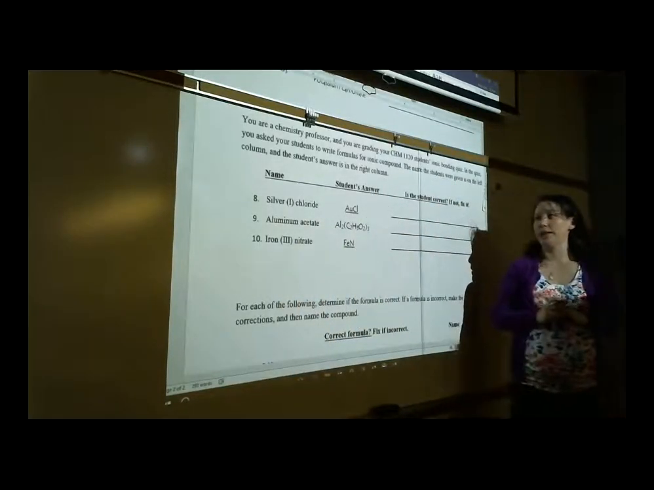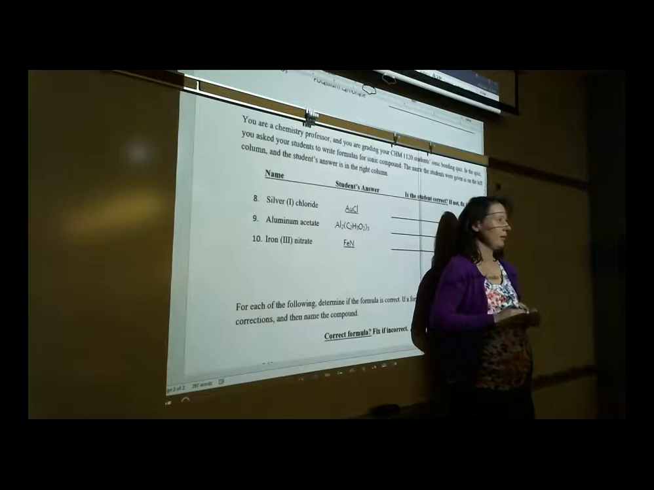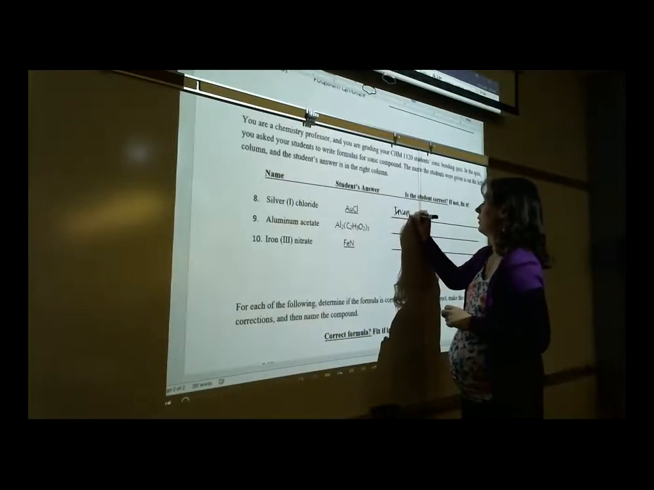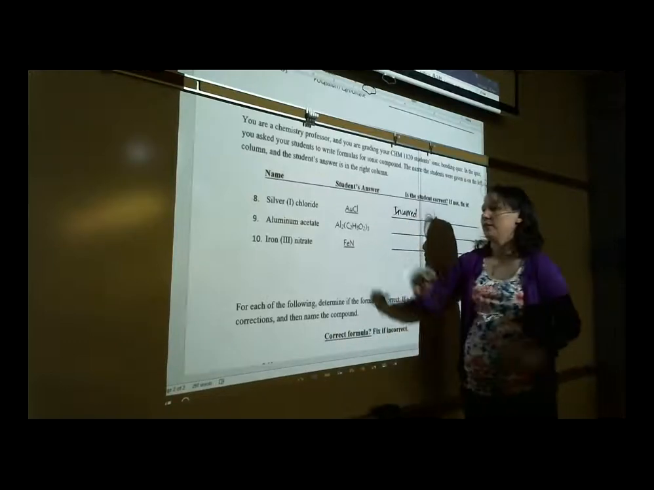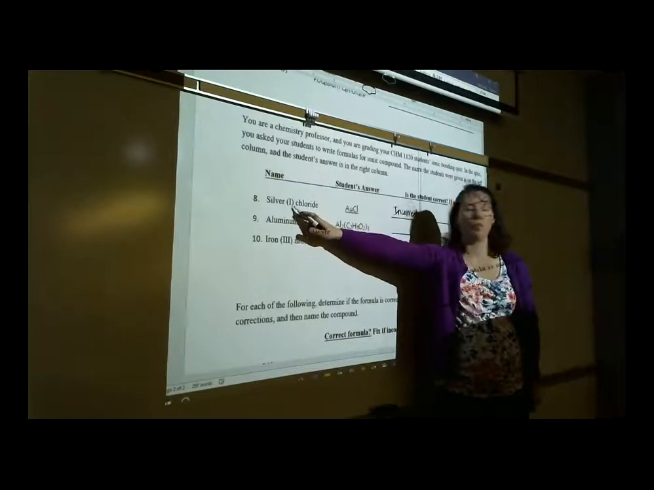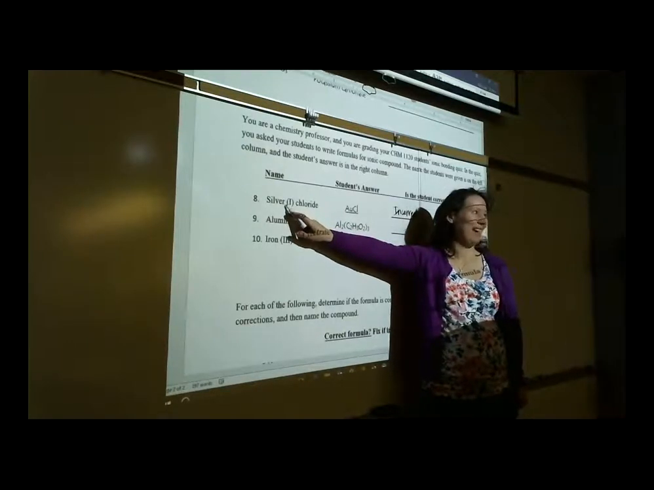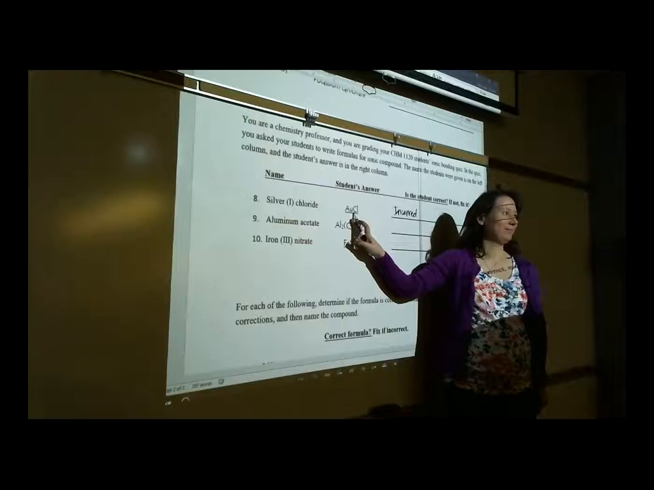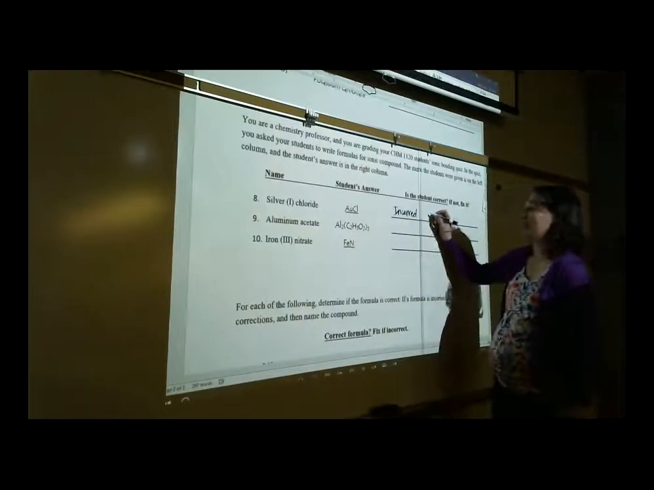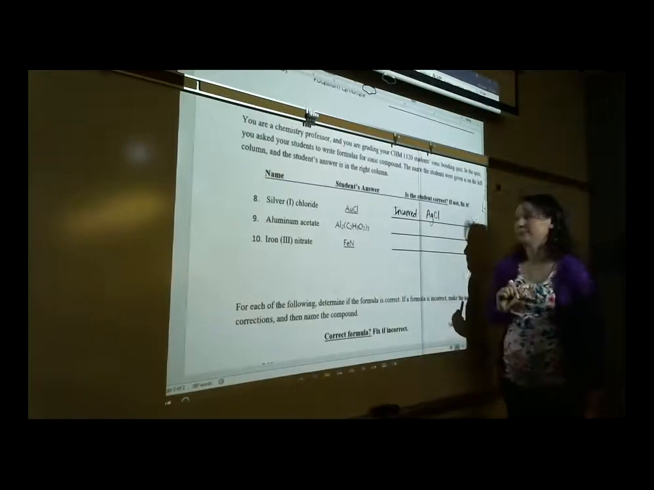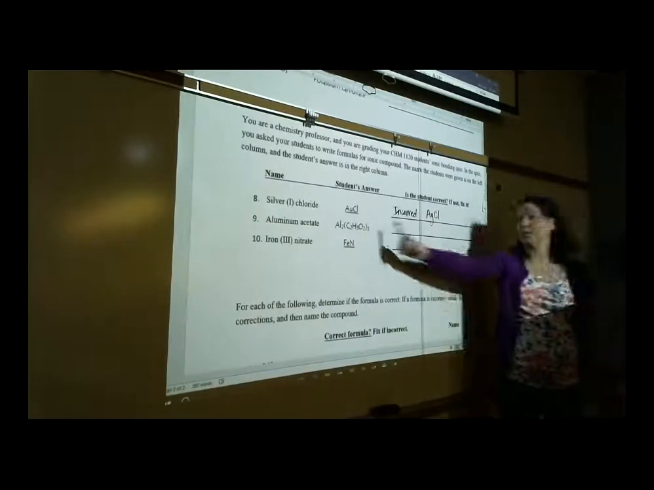Student writes AuCl. Correct or incorrect? Correct, correct. Here's some votes for correct. This one's incorrect. Silver has what symbol? Ag. Silver is Ag. What's Au? Oh, that's gold, right? It should be AgCl. So, mistake between silver and gold.